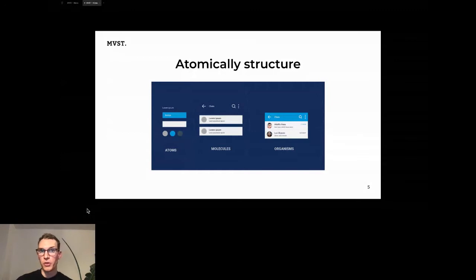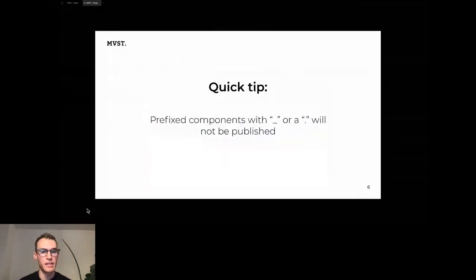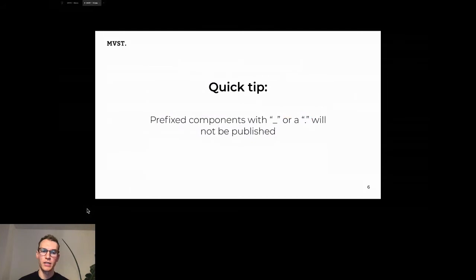And what I want to do in this talk as well is give you a whole bunch of little quick tips that some might know already, but some might not. Quick tip number one for this evening: components prefixed with an underscore or a dot will not be published. So think about it, you create in your design system a whole bunch of shapes, right? You have a circle for your avatars, you have a rectangle for your button, but you don't want to have that shape being published as a standalone shape. Just put a prefix on it and it will not be published in your library.